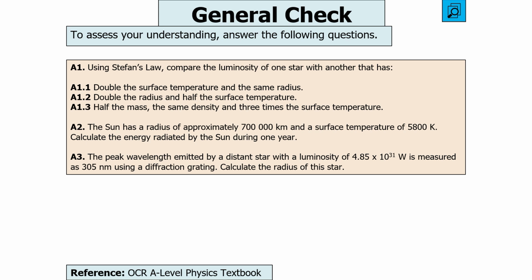The next question says, using Stefan's law, compare the luminosity of one star with another that has, firstly, double the surface temperature in the same radius, then double the radius and half the surface temperature, then half the mass, the same density and 3 times the surface temperature. Then the sun has a radius of approximately 700,000 kilometers and a surface temperature of 5,800 Kelvin. Calculate the energy radiated by the sun during 1 year. Then the peak wavelength emitted by a distant star with a luminosity of 4.85 times 10 to the 31 watts is measured as 305 nanometers using a diffraction grating. Calculate the radius of this star.